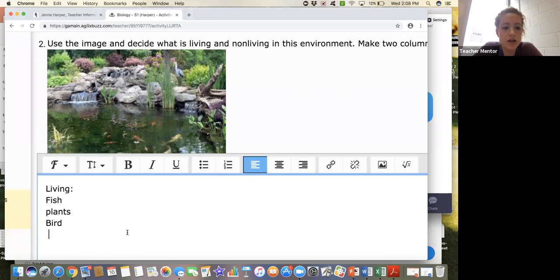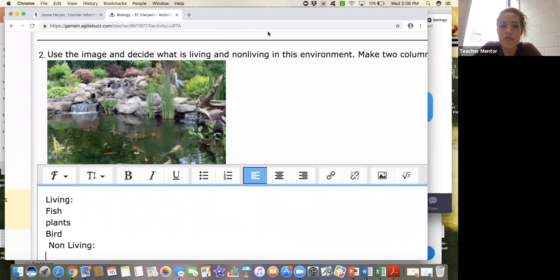Okay, now let's go to non-living ones. What do we see in here that is non-living? These are things that are not going to have characteristics of life. Rocks. That's the first one I thought of too. So yes, rocks. Rocks are non-living.